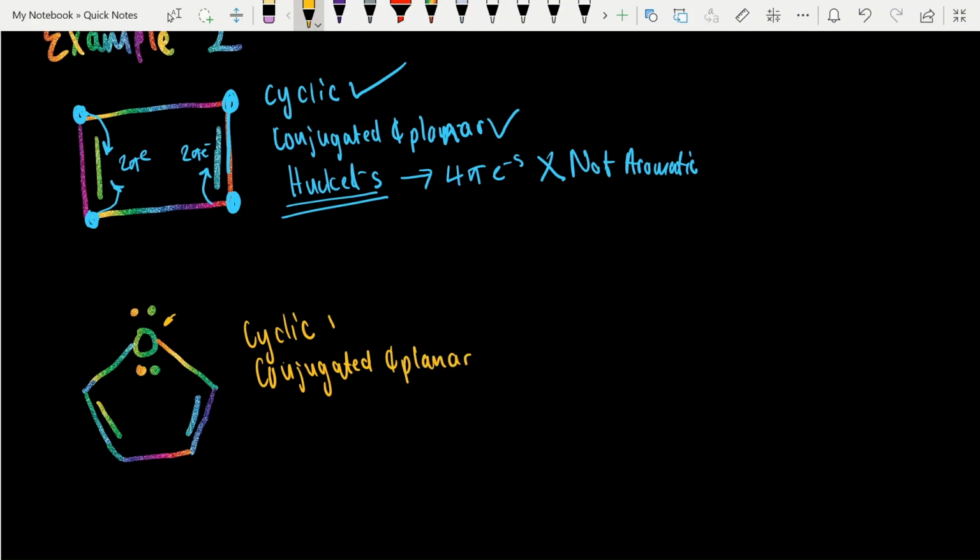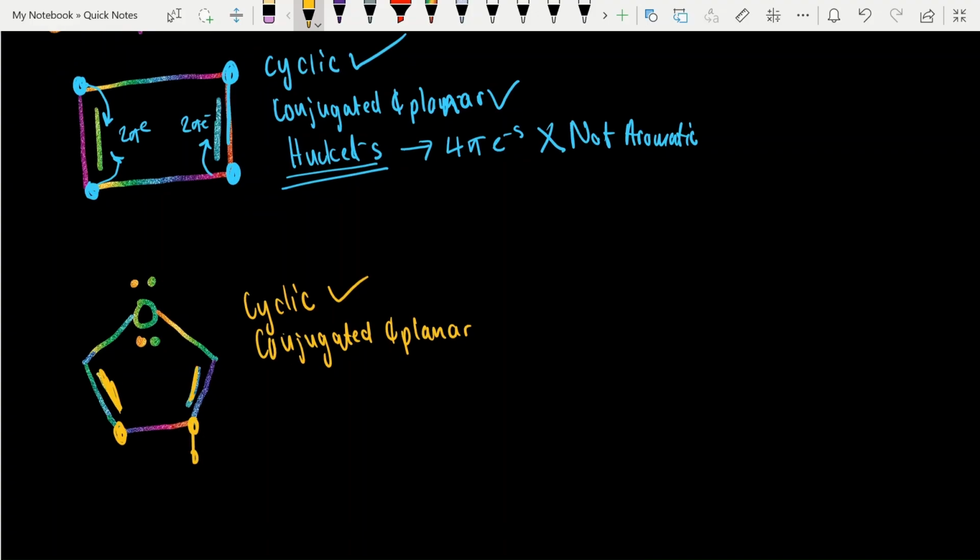We saw that it was cyclic. Now let's see conjugation. We said we are going to look at all the carbon atoms in every corner. This one has a double bond here, so it's fine. This one has a double bond there, so it's fine. This one has a double bond where we are coming from, and a single bond. Then this one also has a double bond from where we are coming from to where we are going.